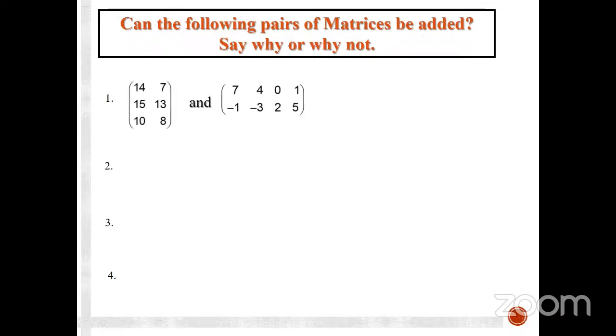All right. So let's look at the first pair of matrices. We're going to start by first identifying the order of each, and then we decide whether or not we can add them. Is that all right? So let's go with the first one. Here's the first matrix: 14, 7, 15, 13, 10, 8.